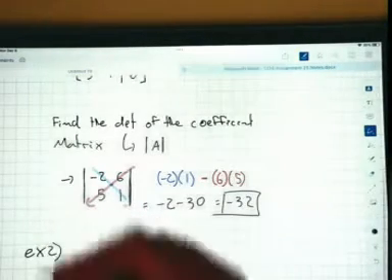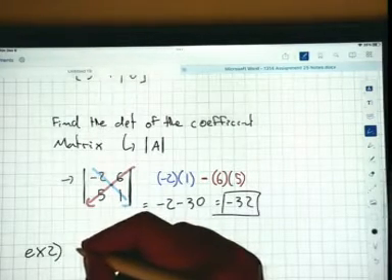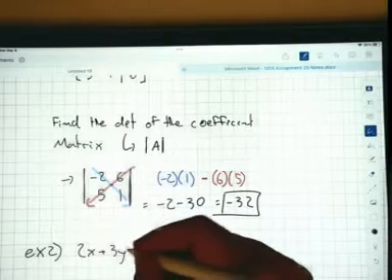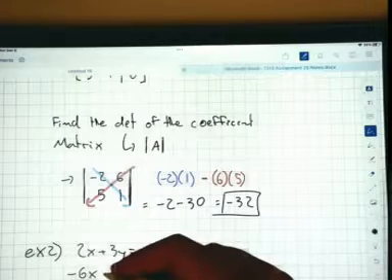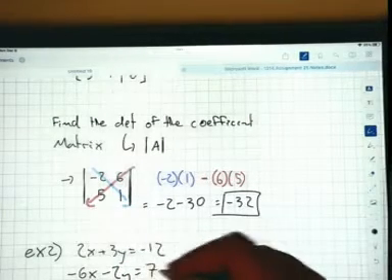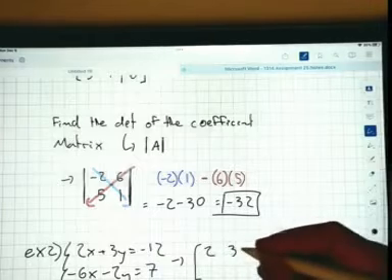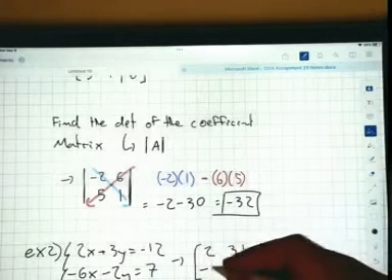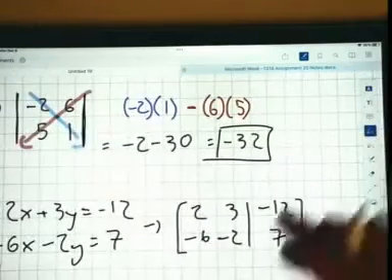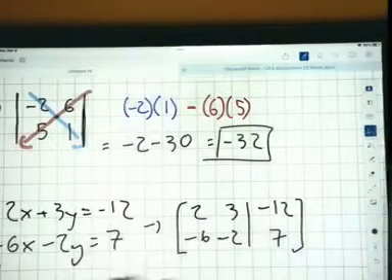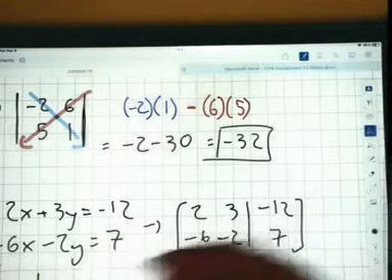So example 2. Suppose I had the system 2x plus 3y is equal to negative 12, and then negative 6x minus 2y is equal to 7. Well, the first thing I'm going to do is get it into the augmented matrix. 2, 3, negative 12. Then we have negative 6, negative 2, 7. And if I want to find the determinant of the coefficient matrix, we often just say determinant of the coefficient matrix, we're just going to write this out.